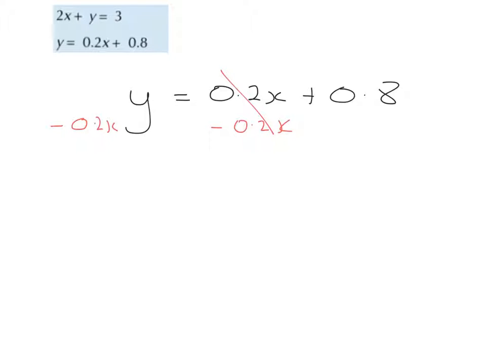And they will cancel. I now have minus 0.2x plus y, because remember the y hasn't moved at all, equals 0.8. And neither did the 0.8. So okay, it's looking a little bit nicer. We've got an x plus a y equals a number, but we still have to try and make this look a little bit neater. Now, remember, with equations, we can balance them by multiplying the whole equation by something, and technically it still stays the same.